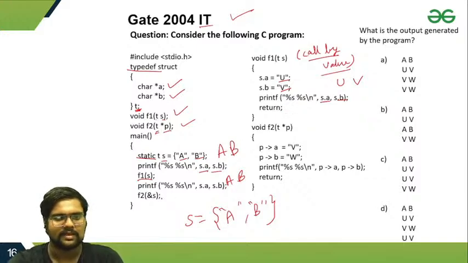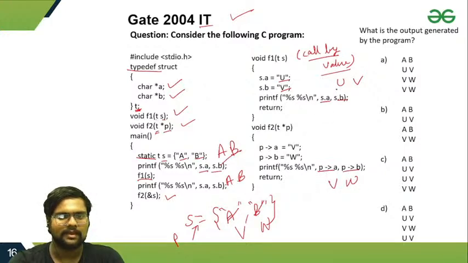Now when we call function f2 with reference, this s will be pointed to by a pointer variable p, which is of type T. So it will replace the value of a by v, and b will become w. When we print this value, it will be v and w. So our output would be AB, UV, AB, and VW. So our correct answer would be B. This is our correct output.